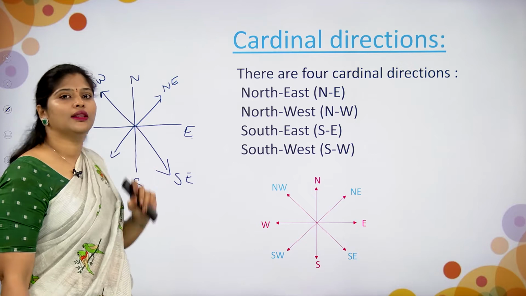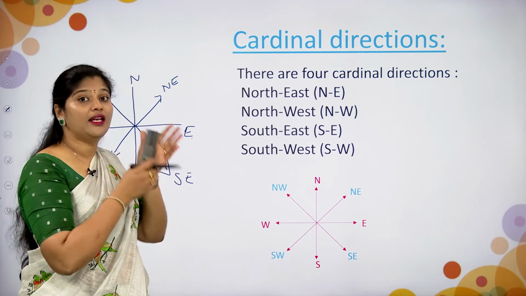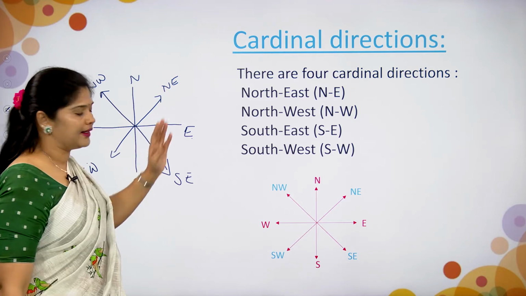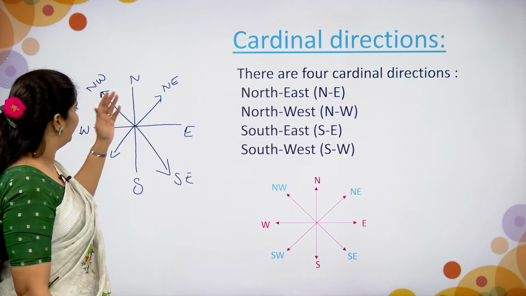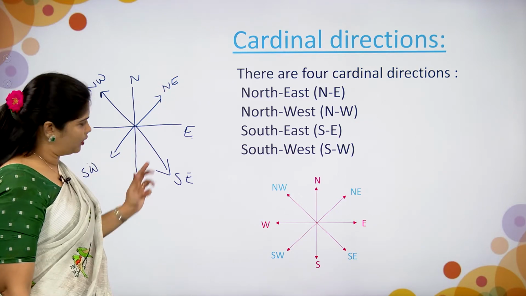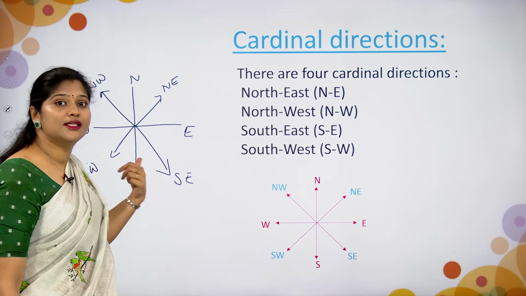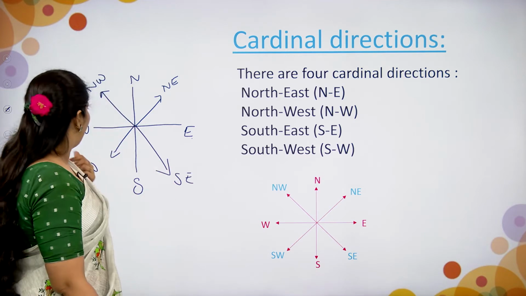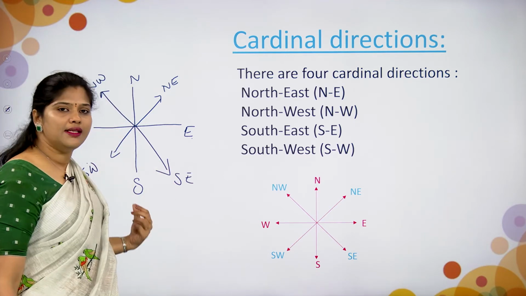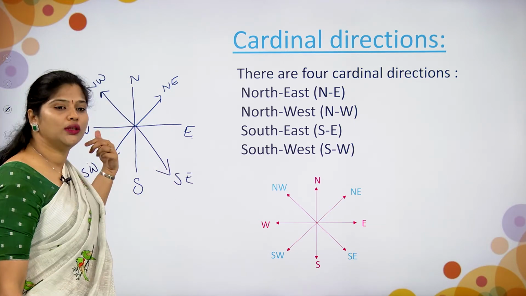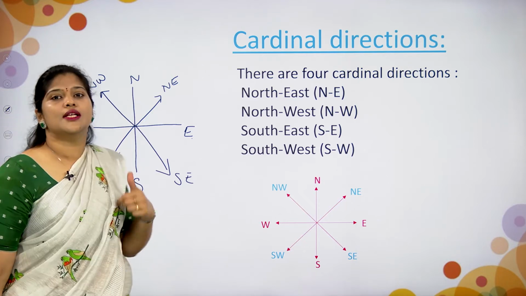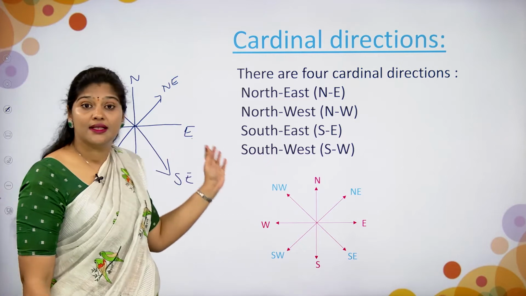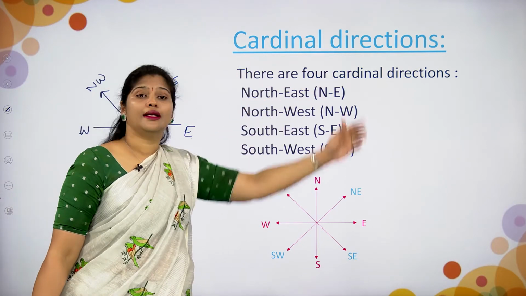In between north and east is called northeast direction, and east and south, in between east and south, that is called southeast corner, and again west and south, in between south and west is called southwest direction. Okay children, these directions are called cardinal directions.